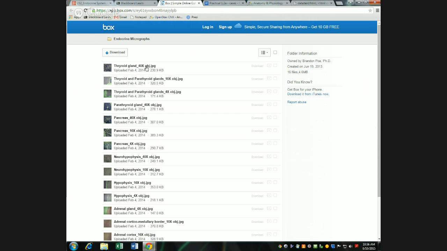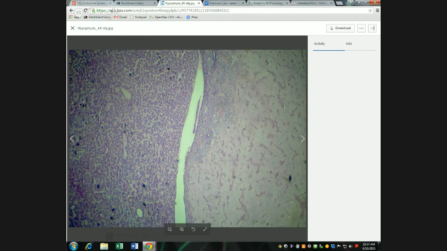So let me go to where I have these micrographs stored. You have a link to this page. I want to start by talking about the pituitary gland. Now, the label for this slide is not pituitary gland. It's hypophysis. That's an alternate name for the pituitary gland.